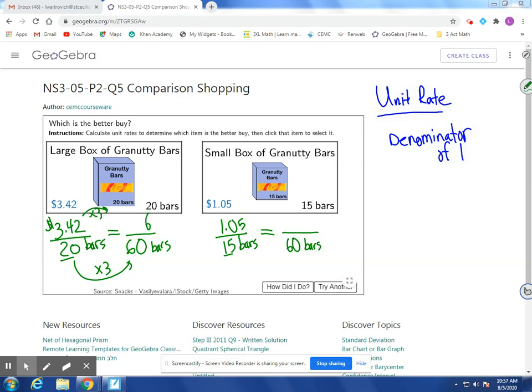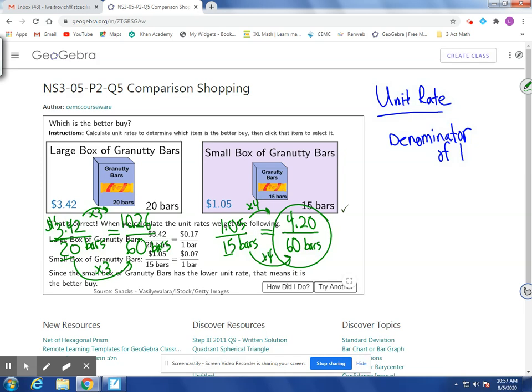And so that gives me 6, 2, carry a 1, take care of my decimals, $10.26 for 60 bars. Here, I need to times by 4. Times by 4. And so I will get 0, 2, and then 4. $4.20 to get 60 bars if I buy the small pack. And so this one right here looks like the better deal. So I'm going to select it and see how I did. That's correct. Fantastic. It's always good when you get these correct.